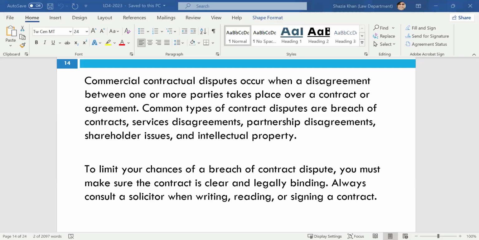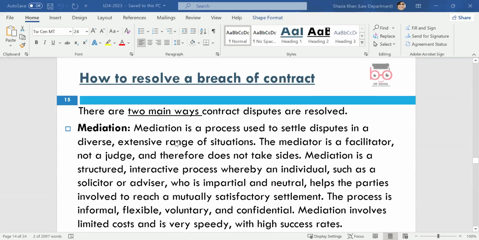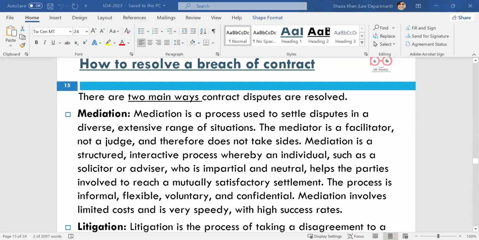If you fail to perform the contract, you are breaching that contract. Or if you fail to meet any sort of deadlines for payments, or delivering any goods, you are breaching that contract. So it's really important that your contract is clear and legally binding for the individual to understand what's going on. How to resolve a contract.